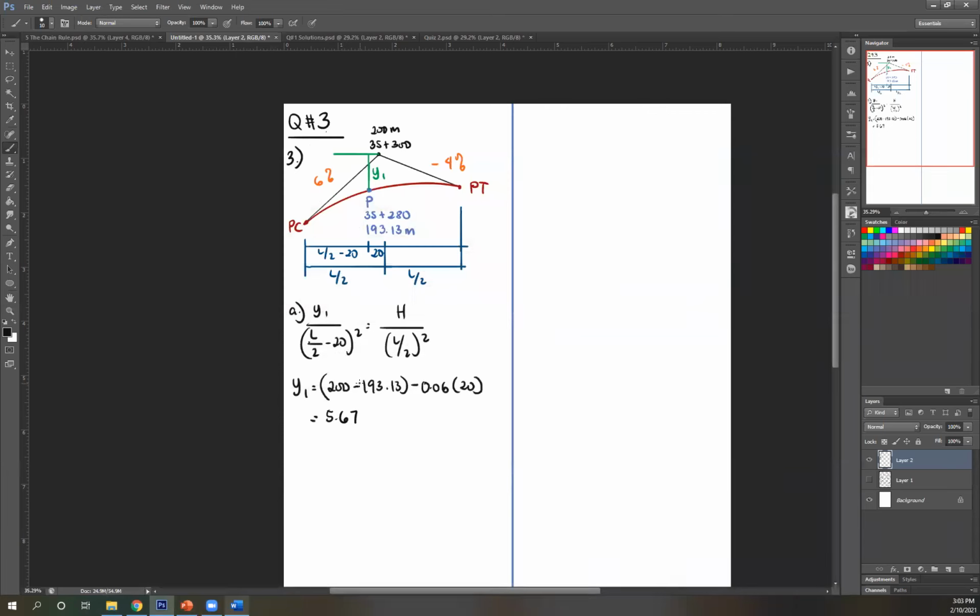Next, already known y1. Next goal is to look for h. And h has the equation L over 8 times G1 minus G2. Okay. So L over 8, G1 is 0.06 minus negative G2, so that's plus 0.04.